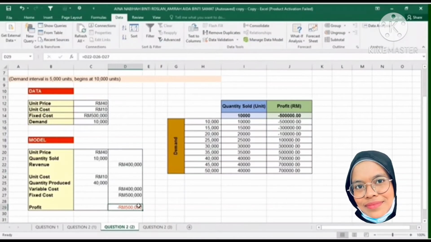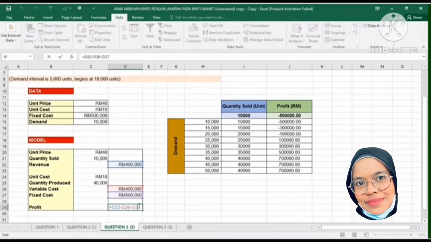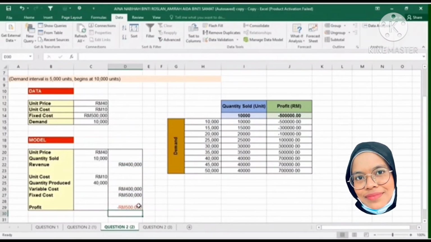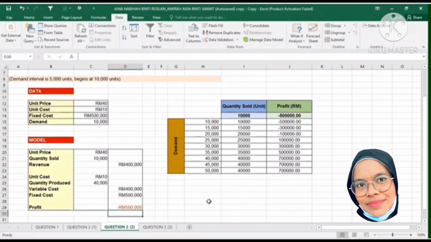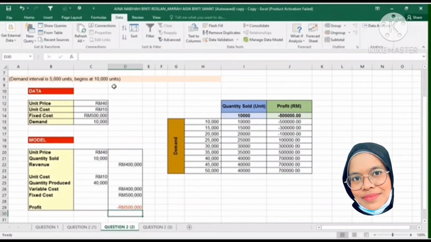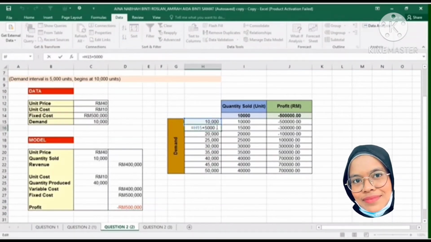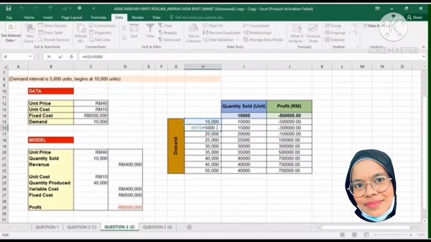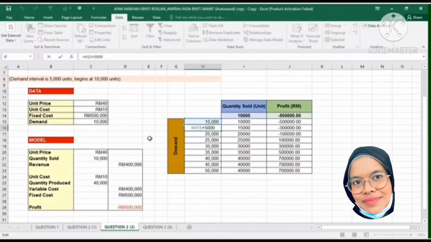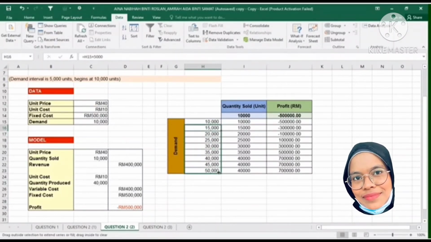Profit is equal to revenue minus variable cost minus fixed cost. You click enter, then you will get the answer for the profit. Next, demand will begin at 10,000 units as mentioned in the question. The next demand is equal to 10,000 plus 5,000, because the demand interval is 5,000 units in the question. Click enter, drag down, then you will get the answer.